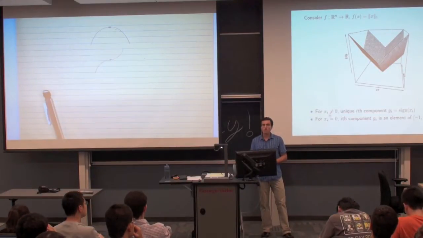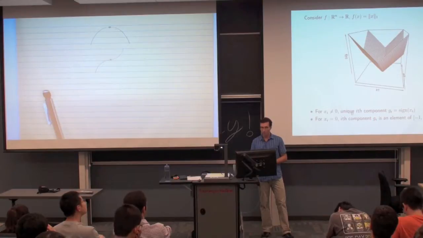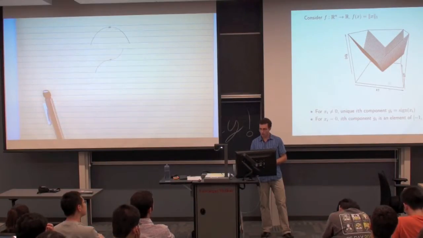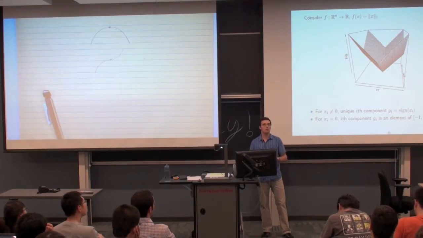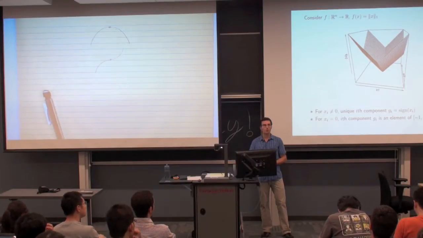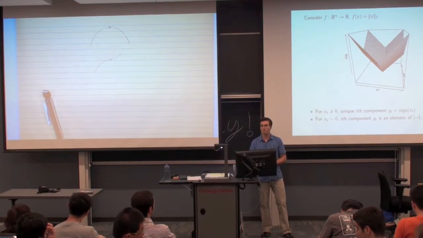If the ith component of x is not 0, then the subgradient has a unique ith component, and it's just equal to the sign of the ith component. But if the ith component is 0, so if we're on one of these coordinate axes, then it's like the one-dimensional case. It's any element between -1 and 1. Questions about that? No?